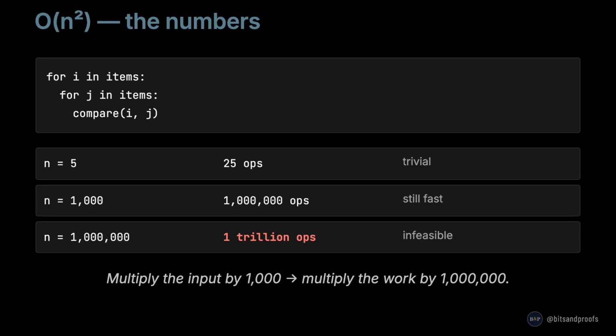Notice the scaling. We multiplied the input by 1000. The work multiplied by 1 million. That's the quadratic penalty. Linear scaling versus quadratic is the difference between a service that handles 1 million users and a service that falls over at 10,000.